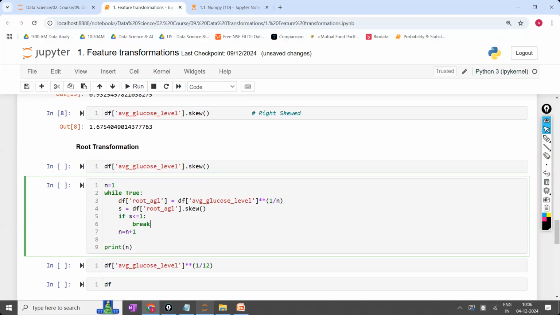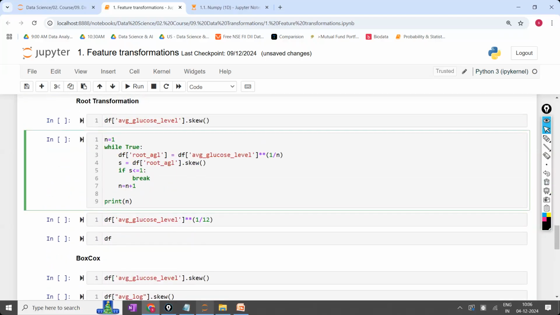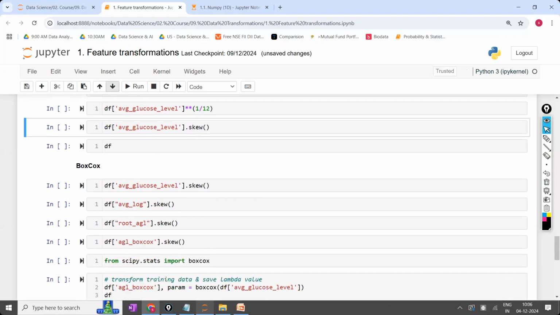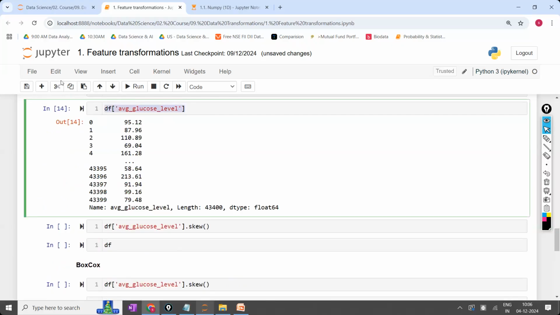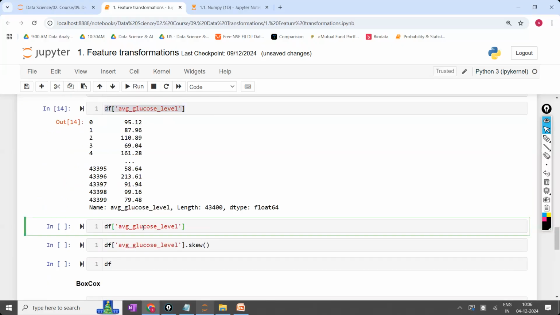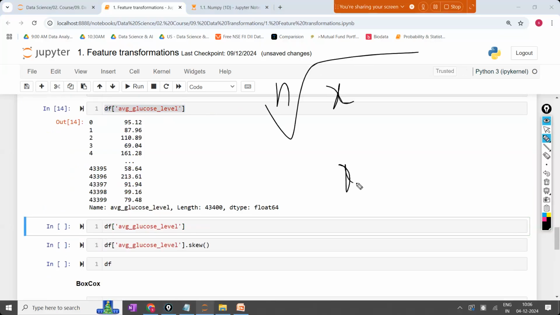Now, for root transformation, what I'm going to do is, for every value, again one more time, this is your original data. For the original data, I'm applying the root transformation. What is meant by root? x to the power of nth root, or x to the power of 1 by n. That is called root transformation. X to the power of n is called power transformation. Power 1 by n is called root transformation.